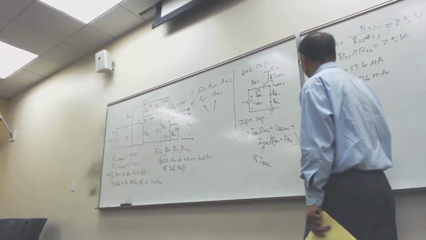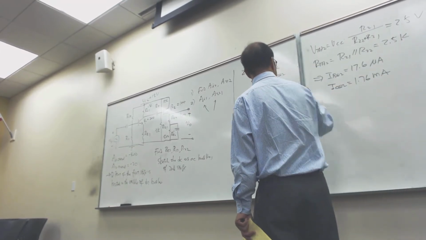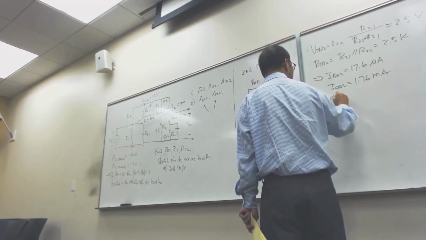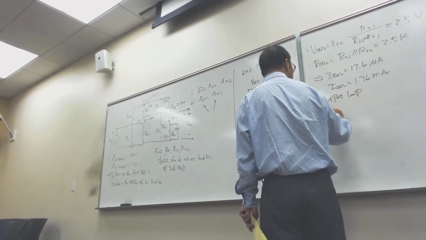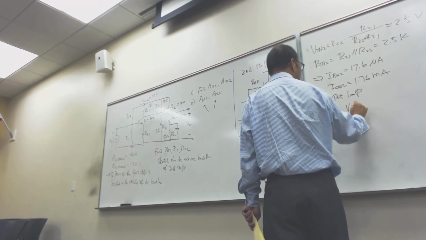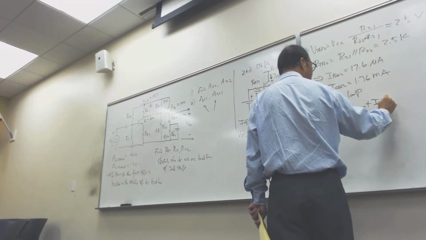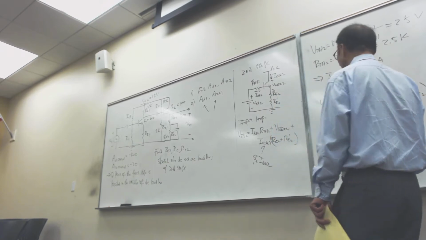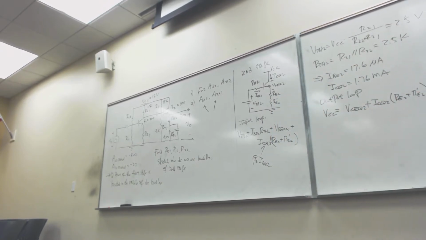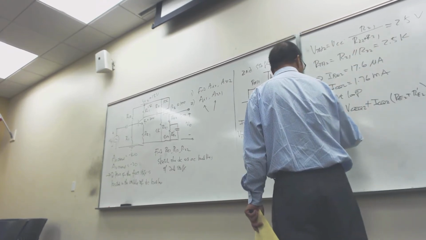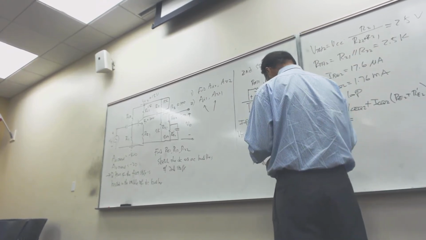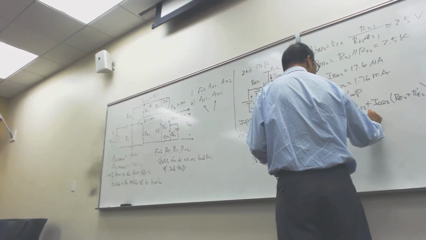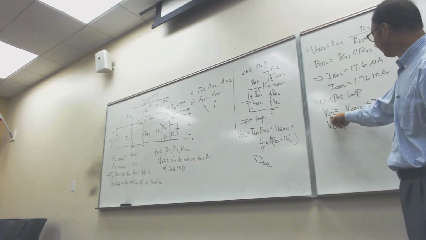Now you also have to try to find VCEQ2. So if you go to the output loop, VCC is equal to VCEQ2 plus ICQ2 times RE2 plus RE2 prime, right? So this is the KVL of the output loop. Therefore, from here you can calculate VCEQ2, and that is equal to about 13 volts. This is 15, right?